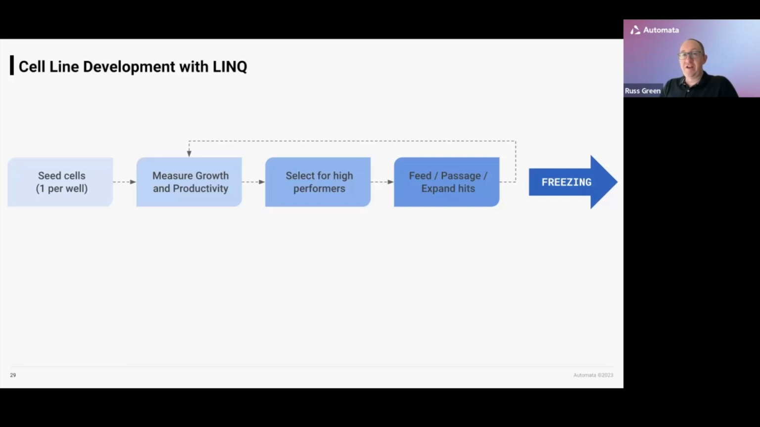Coming back to something I said earlier on, one of the big questions we get asked at this stage is, oh, well, how can I expand that analytical data set? How can I make a better decision or even just gather a deeper data set so that I've got more information about those cells as we go through the process? If I'm currently just making a decision based on growth and productivity, perhaps I'm not making the most informed decision about which cell line's the highest performer.